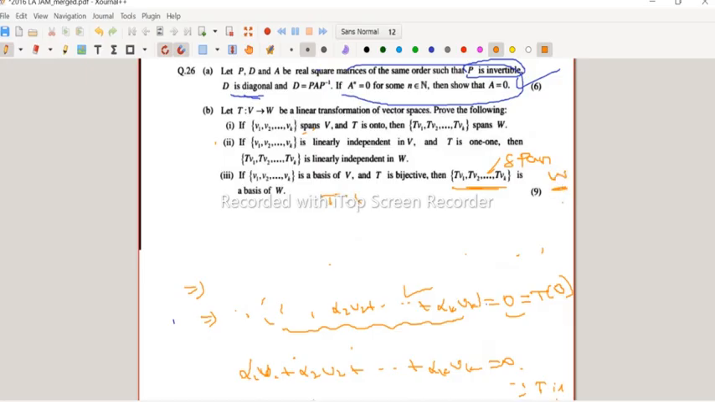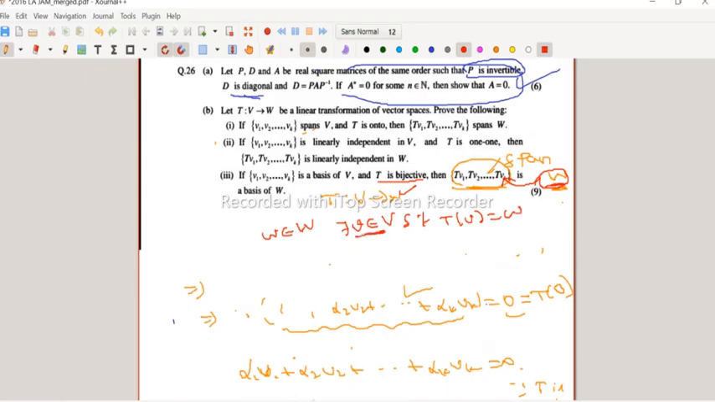T is a function from V to W. It is given. Now what we have to prove is that this set spans W. That means if we take any element w in W, it can be written as a linear combination of T of V1, T of V2, etc. So if we take some small w in capital W, and it is given that T is bijective, therefore there is a pre-image. There is some small v in capital V such that T of v equals w.